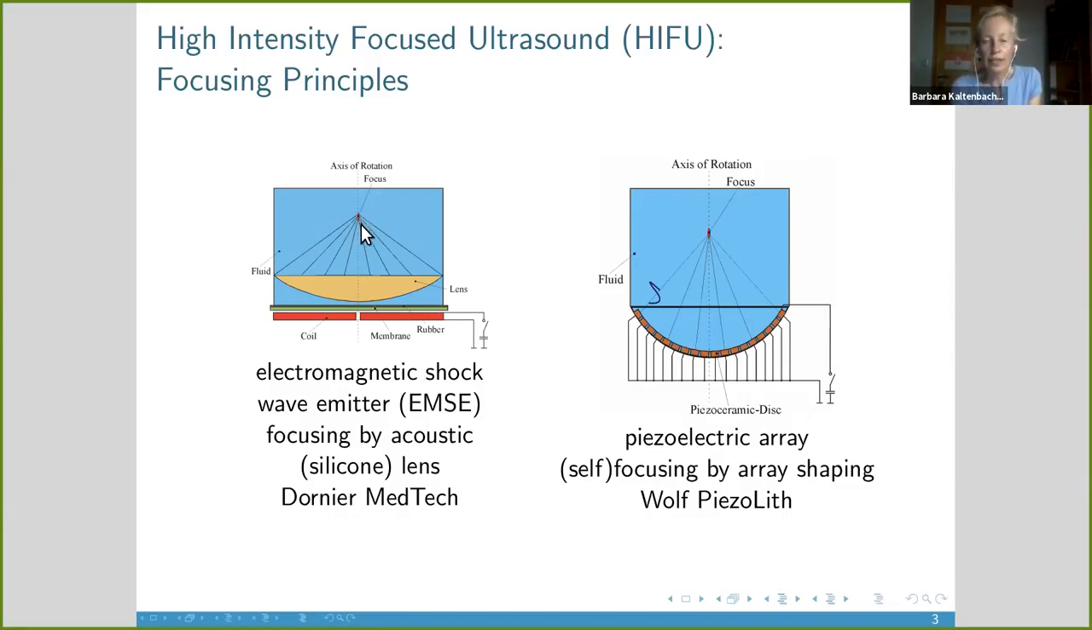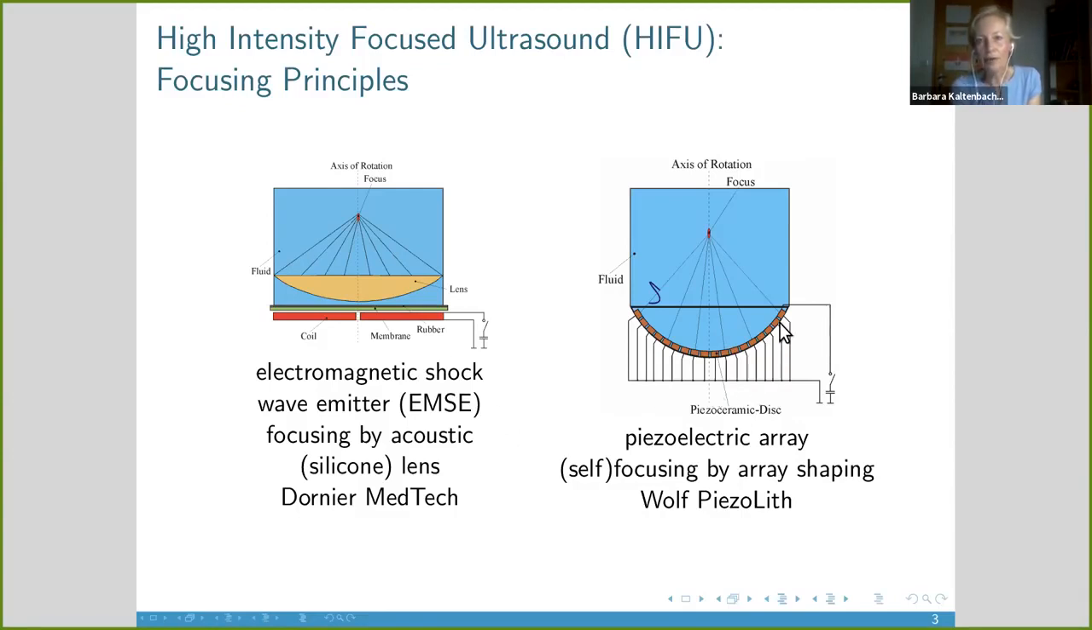But due to the nonlinear propagation, this focus is usually elongated and not sufficiently well localized. And that's why also engineers started studying this problem. So the finite element simulations and so on and so forth. And well, the mathematical analysis only came a bit later.